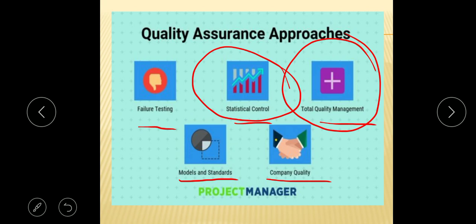Some sustainable and controllable, others not. If the specification does not match its true quality requirements, then the quality is not guaranteed. So that is total quality management.